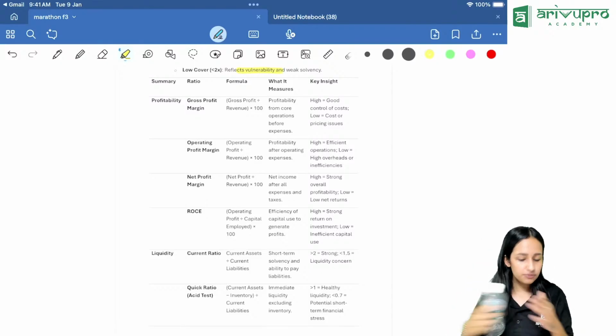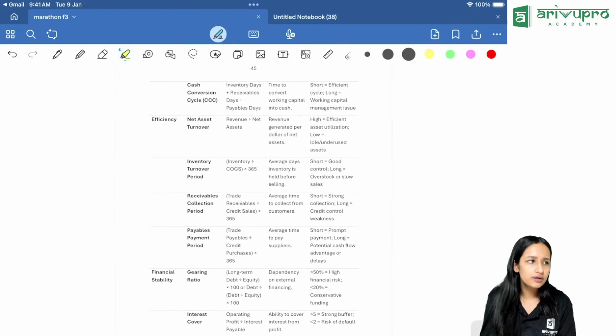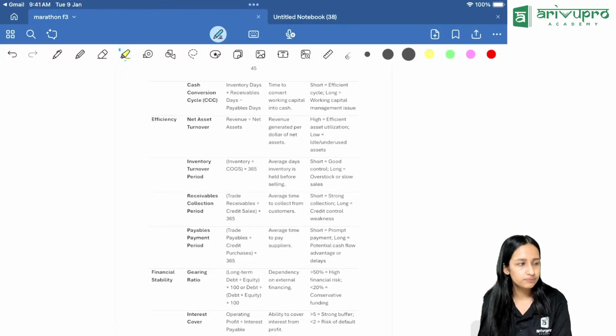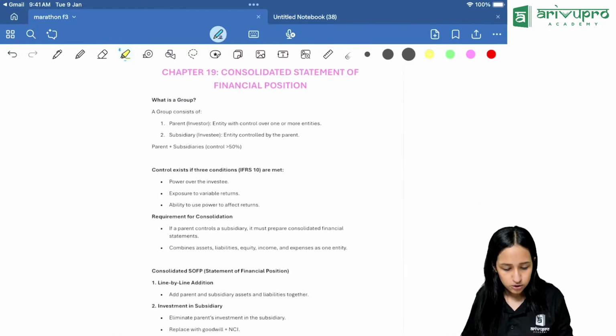Okay, took a picture. Next, last page. It's just a 2-page thing. I hope you can go through it.